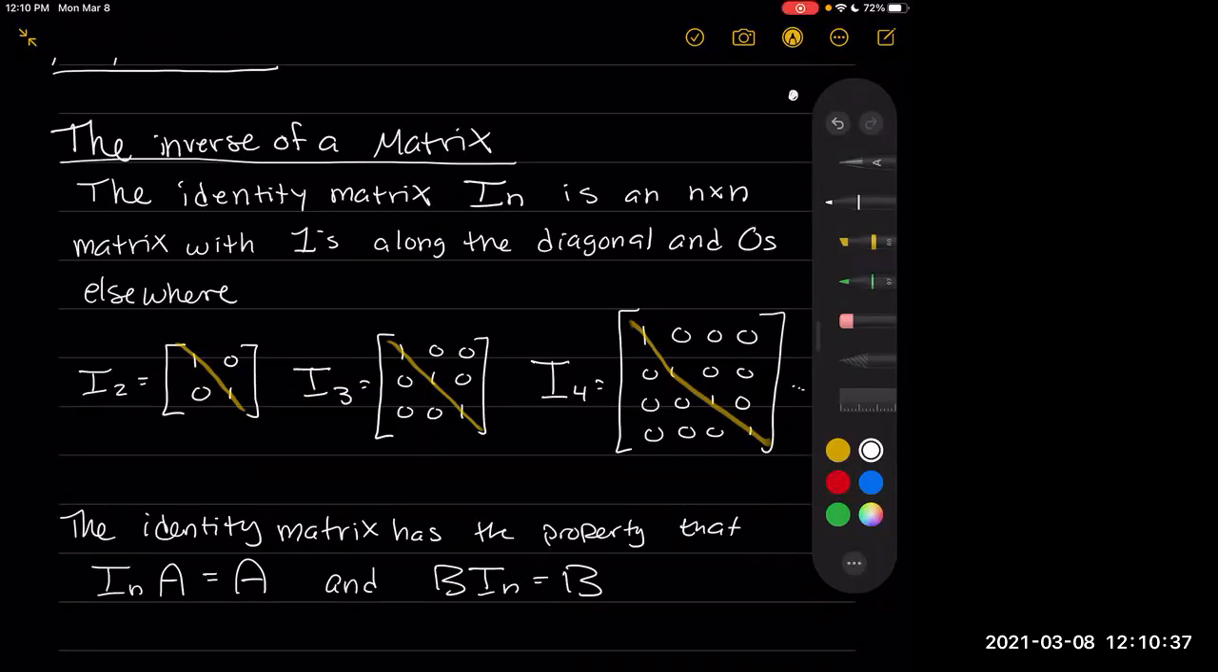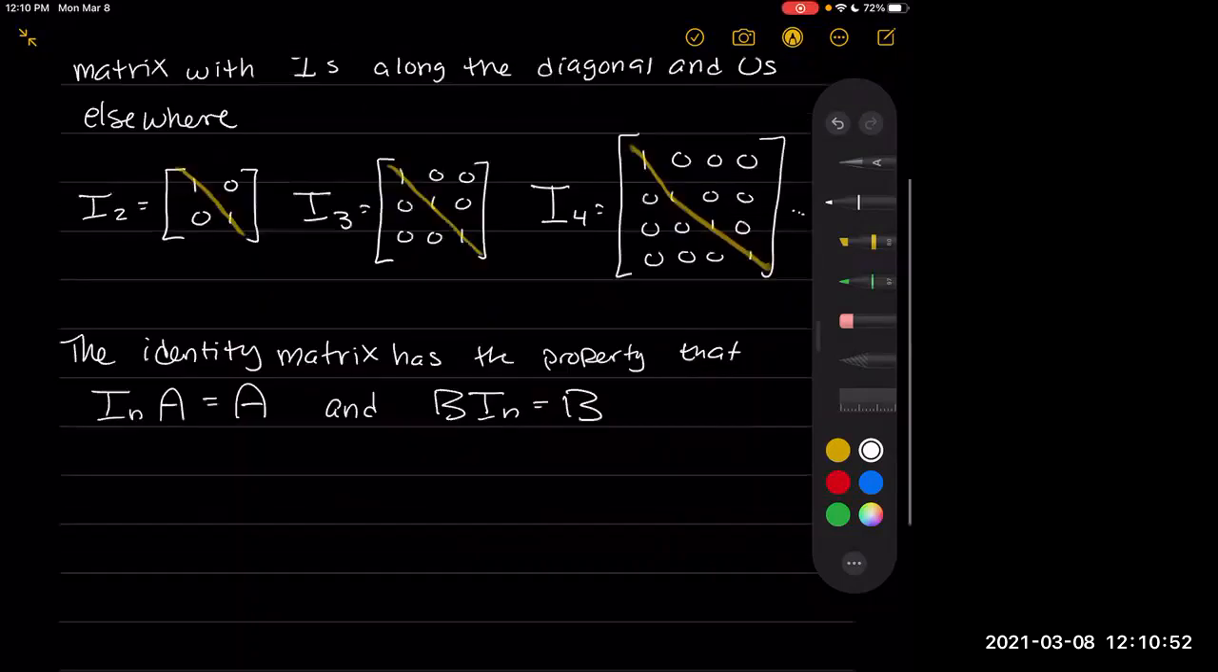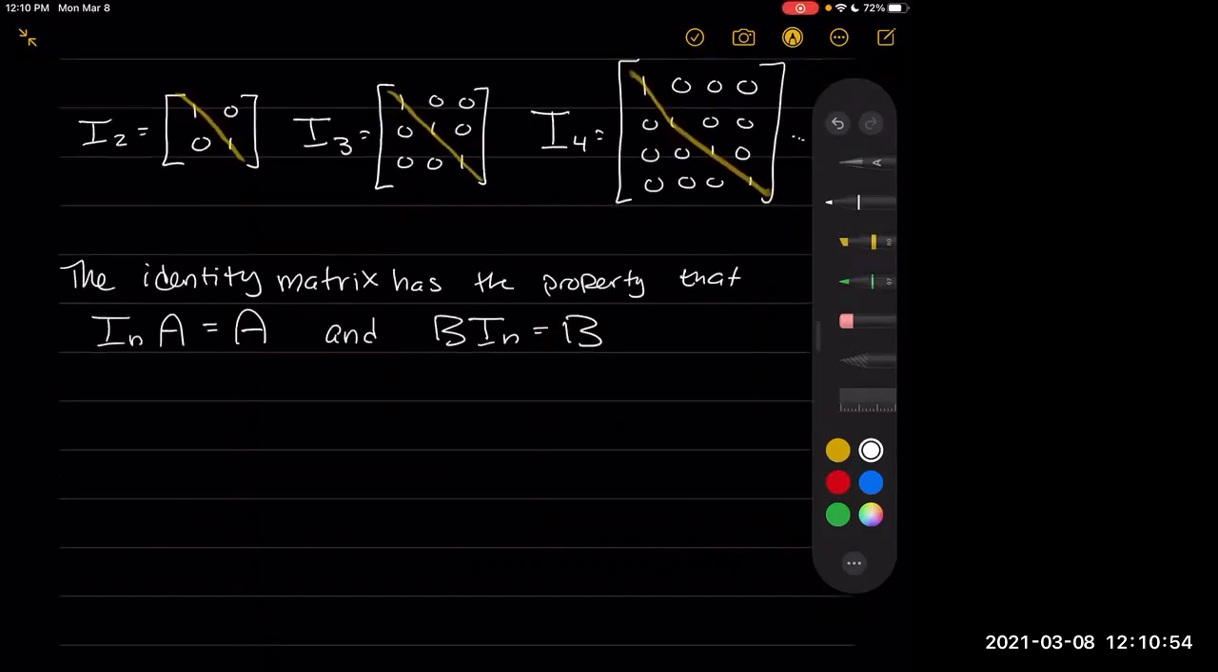And this is when the multiplication is defined. Like obviously, if A was a 3 by 3, we couldn't use a 2 by 2 with it. But it's basically the same thing as multiplying by 1, but for matrices. All right, and now we're going to talk about the inverse of a matrix.